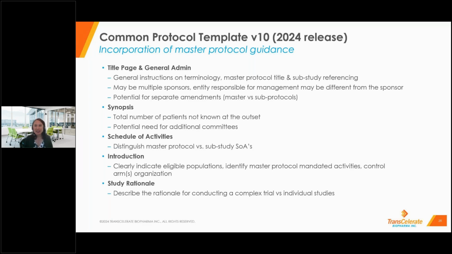You'll also see in the new CPT there are a few sections, such as the schedule of activities section, the study population section, so the inclusion-exclusion criteria section, and the clinical laboratory tests section, where you'll find instruction to detail the assessments and the criteria that are specific to a sub-protocol within that sub-protocol, with common assessments and criteria presented in the master protocol. Next slide, please.